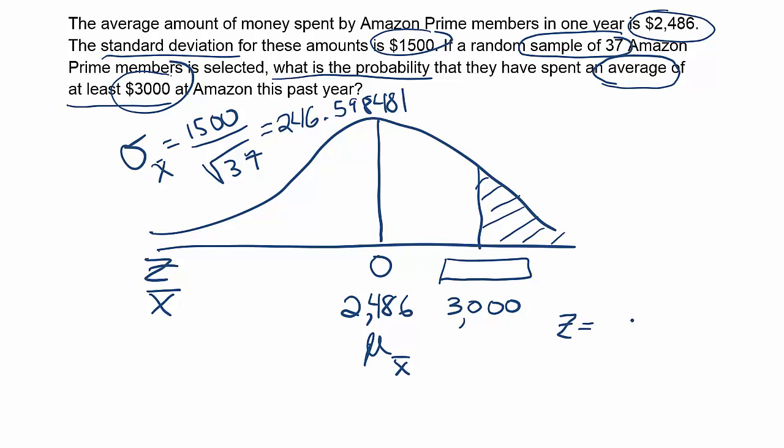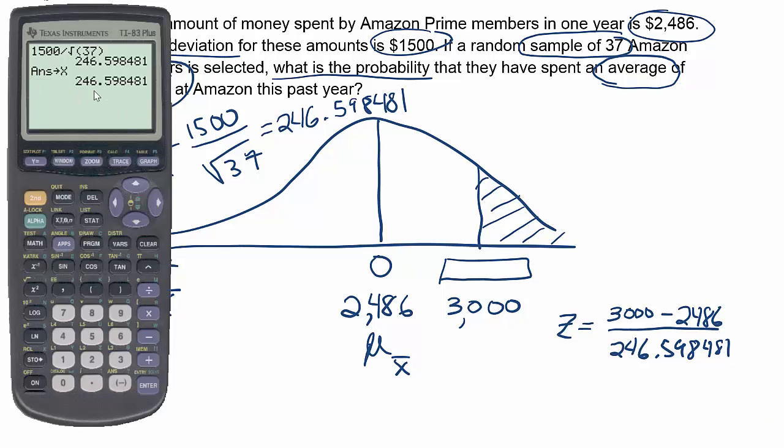Z is equal to the normal thing: x minus the mean over the standard deviation. Here it's technically x bar minus the mean for x bar divided by the standard deviation for x bar, but that really isn't important. What really matters is that the number we want to convert is 3,000. That goes first. And we subtract off the mean, which we know is 2,486. And then we divide by the standard deviation, which we wrote down as 246.598481.